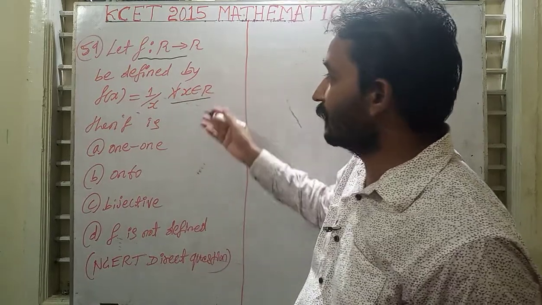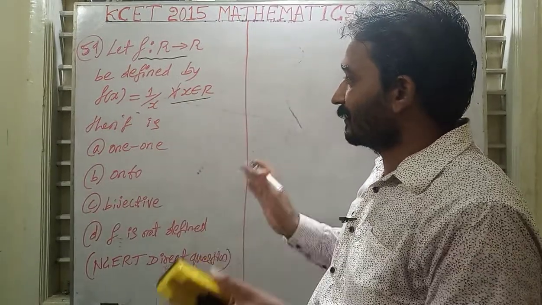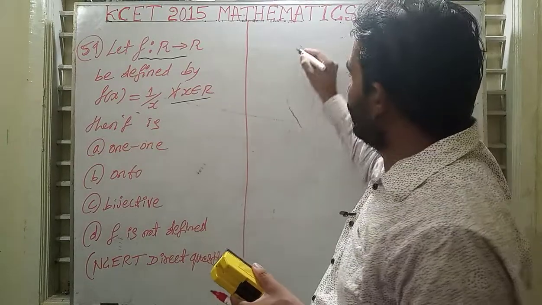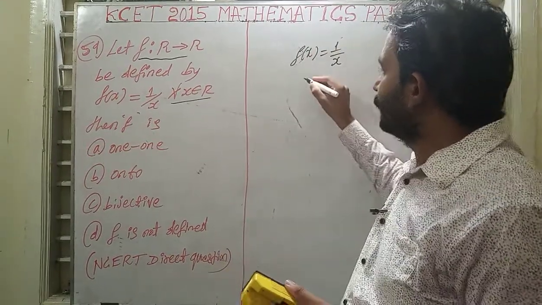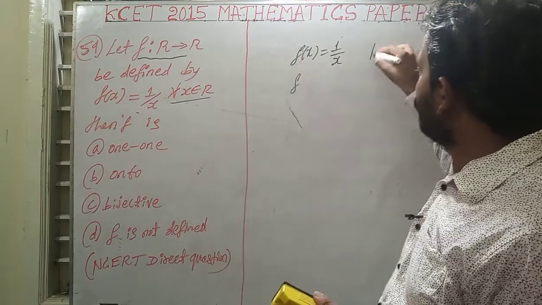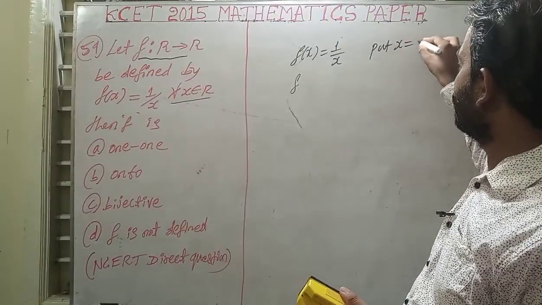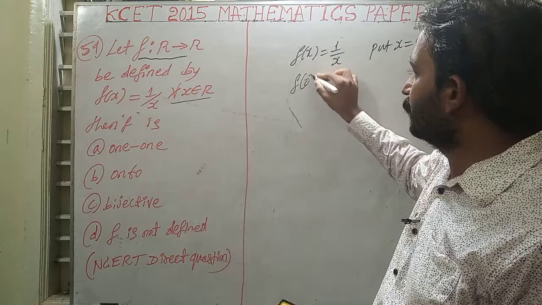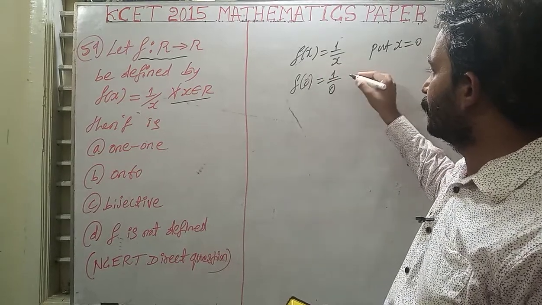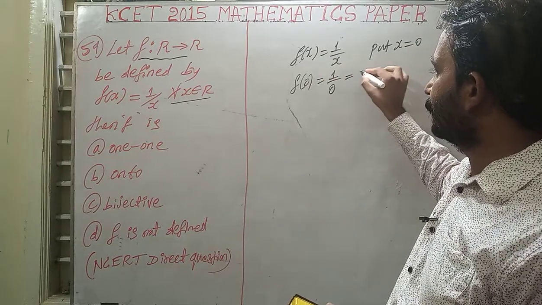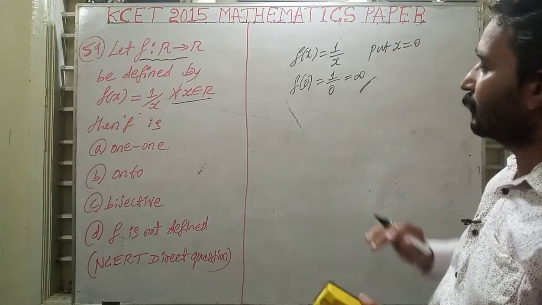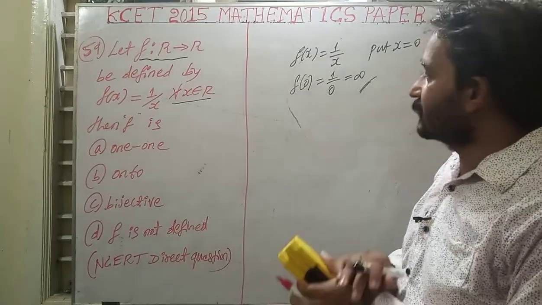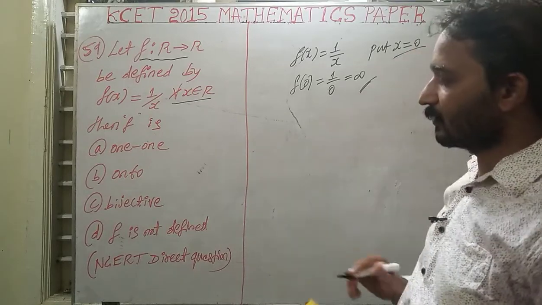Here the domain is real numbers, so it is not correct, because for this function f of x is equal to 1 by x, put x equal to 0 and the function is not defined. 1 by 0 is not defined. So 0 has no image. The function is not defined at x equal to 0, so f is not defined.